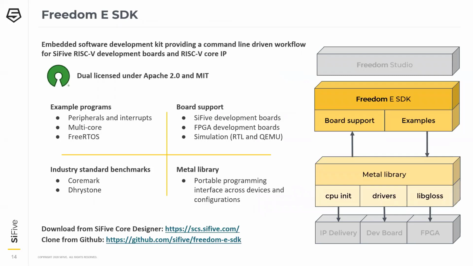It's really slick. There are two ways to get the Freedom E SDK. Today we'll be logging into SiFive Core Designer, an online design tool, and downloading a standard core. This comes with a pre-configured version of the Freedom E SDK for that specific core. If you had a HiFive1 board, for example, you could head over to GitHub and clone the repository.